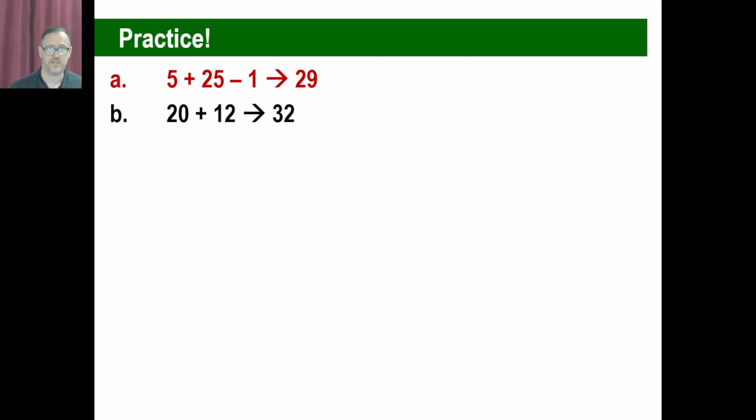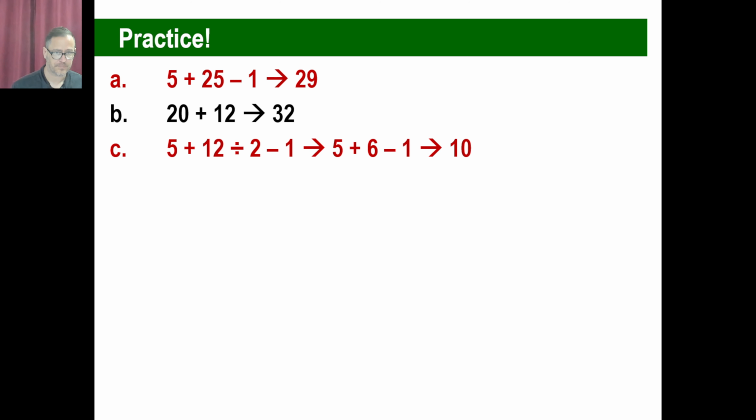All right, try C. This is what you should look like for C, all right? 5 plus 12 divided by 2 minus 1 is the same thing as 5 plus 6 minus 1, 11 minus 1 is 10. Okay. D, pause it, give that a whirl.